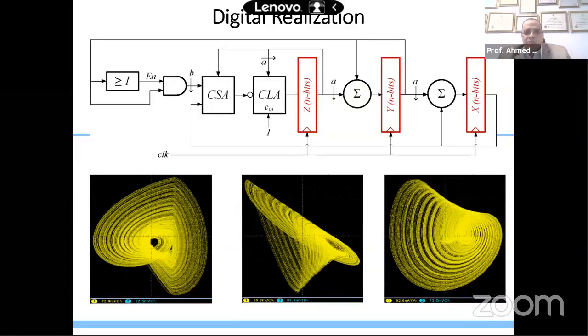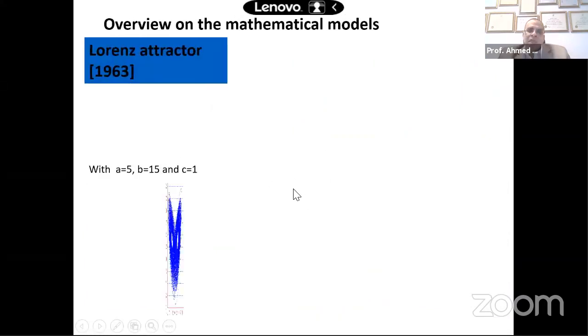So what we did over the last 15 years is work in the digital domain. We transform the differential equation into discrete format and apply it on the FPGA. It's very simple and takes less area. This is the output of the oscilloscope. It gives you the same performance for the normal attractors.